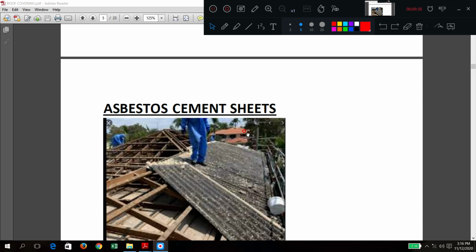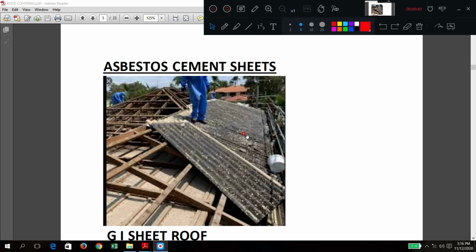Yes, this is an AC sheet, asbestos cement sheet. This is already old also. A new one will look better, but this is typically how AC sheets are. Asbestos cement sheets.